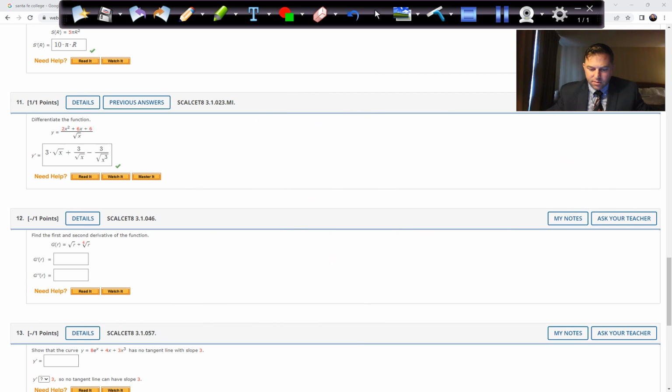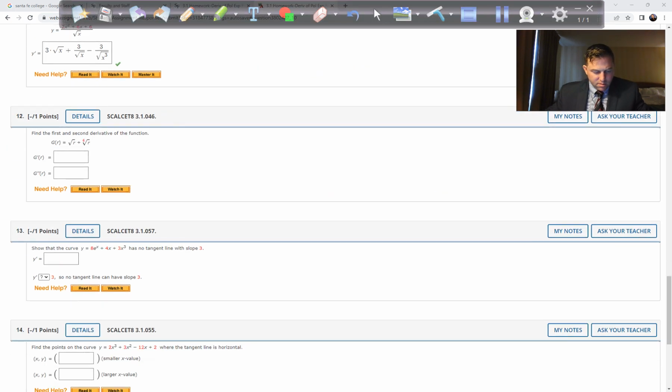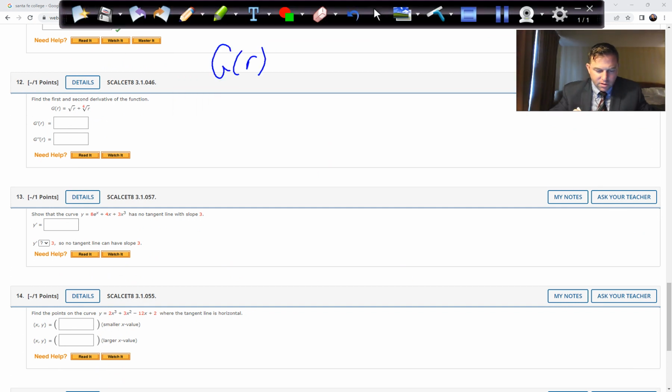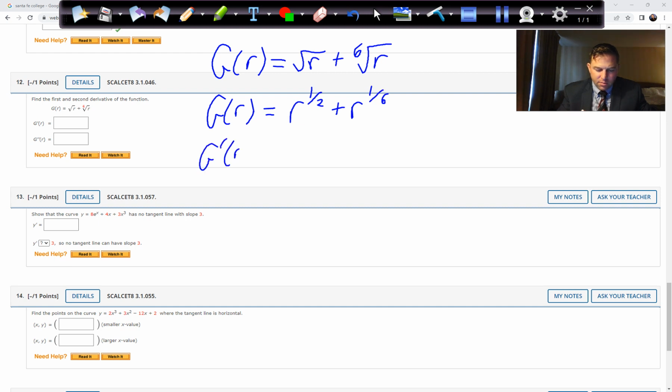Okay, problem 12. So we have g of r is square root of r. Capital G of r is the square root of r plus the 6th root of r. Well, we're going to write that as fractional powers 1/2 and 1/6. And then we can immediately do the derivative, which would be 1/2 r to the 1/2 minus 1 plus 1/6 r to the 1/6 minus 1.